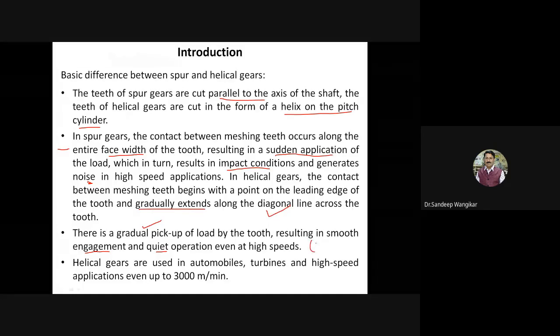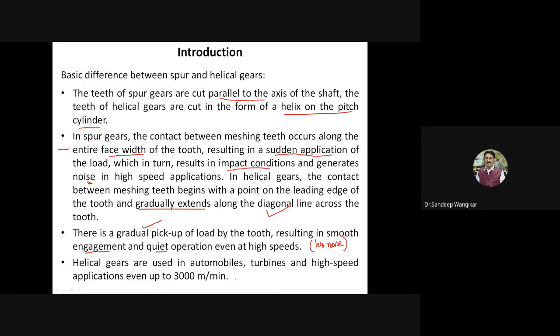Quiet operation means, in spur, more noise, so here less noise or very negligible noise. I will not say no noise. Depending upon the conditions, some noise may be there. But as compared to spur, we can call it quiet application. Therefore these gears are used in automobile and turbine speed applications, where up to 3000 meter per minute is mentioned. So for very high applications we can use helical gears as compared to spur gear.